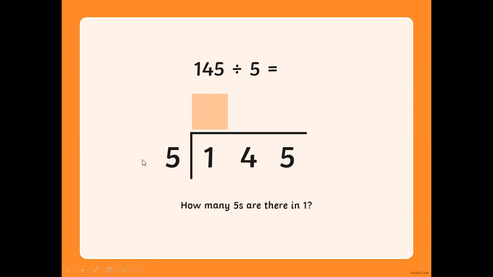So let's look at this question. 145 divided by 5. Write it in the same way that you would write a long division. Then ask yourself, how many 5s are there in 1? Of course, your answer is 0. But the next thing you're going to do is take 0 times 5 and write a 0 at the bottom. Then you're going to subtract and you're going to get a remainder of 1.